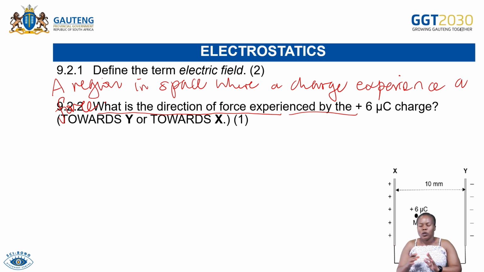Is it going to be towards Y, which means it is starting from the positive end to the negative end, or is it going to be towards X, meaning that it's starting from the negative end to the positive end? We need to remind ourselves that the electric field lines in a parallel plate always have to move from the positive to the negative. So it has to be definitely towards Y.